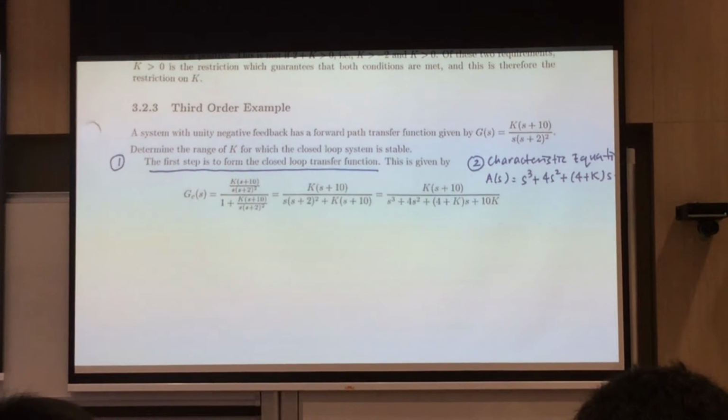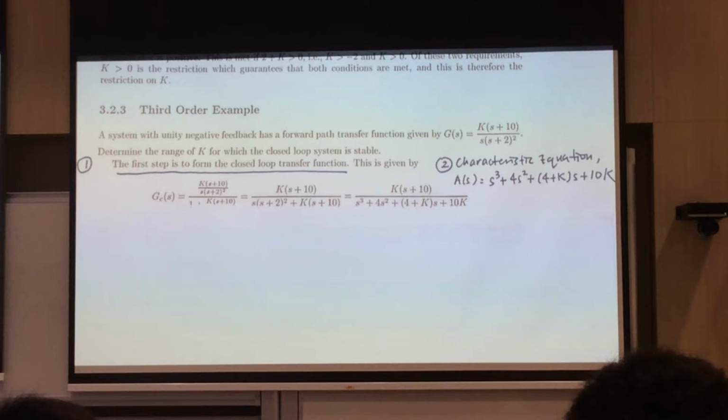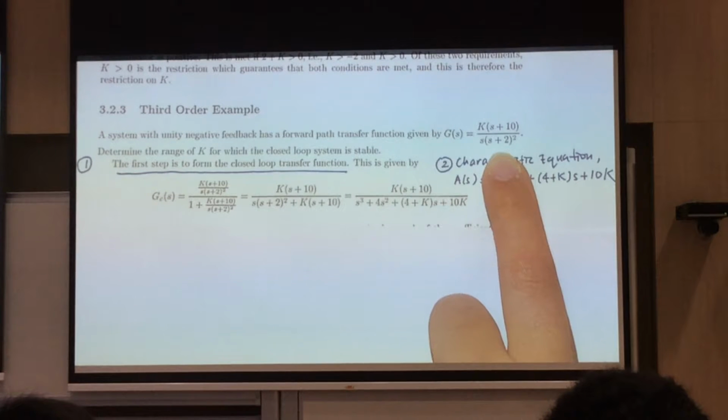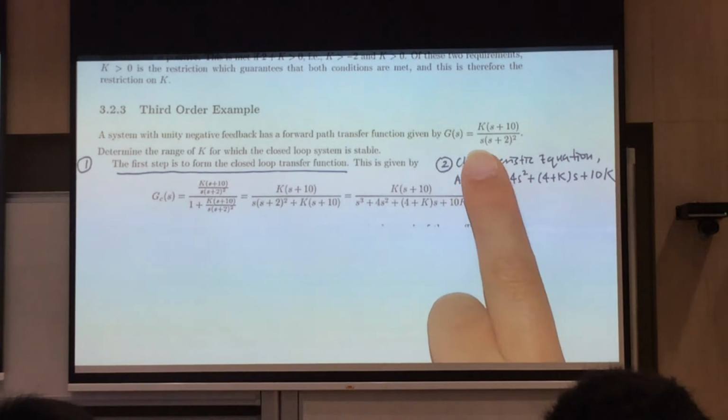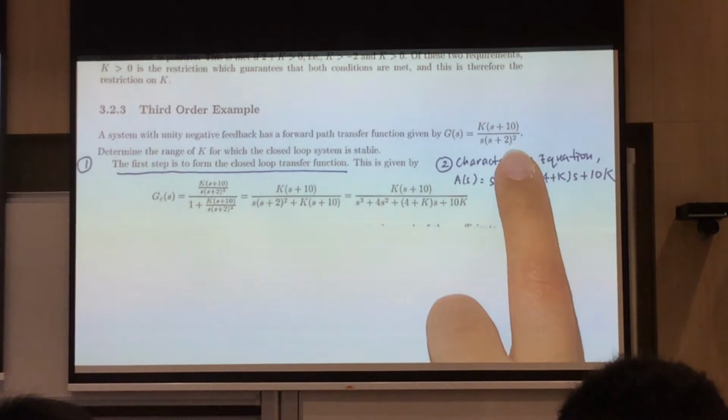What about a third order example? Same thing. You are given your KG. It's obviously third order, because if you look at the denominator, it's s times (s plus 2) squared, so you end up with s cubed.